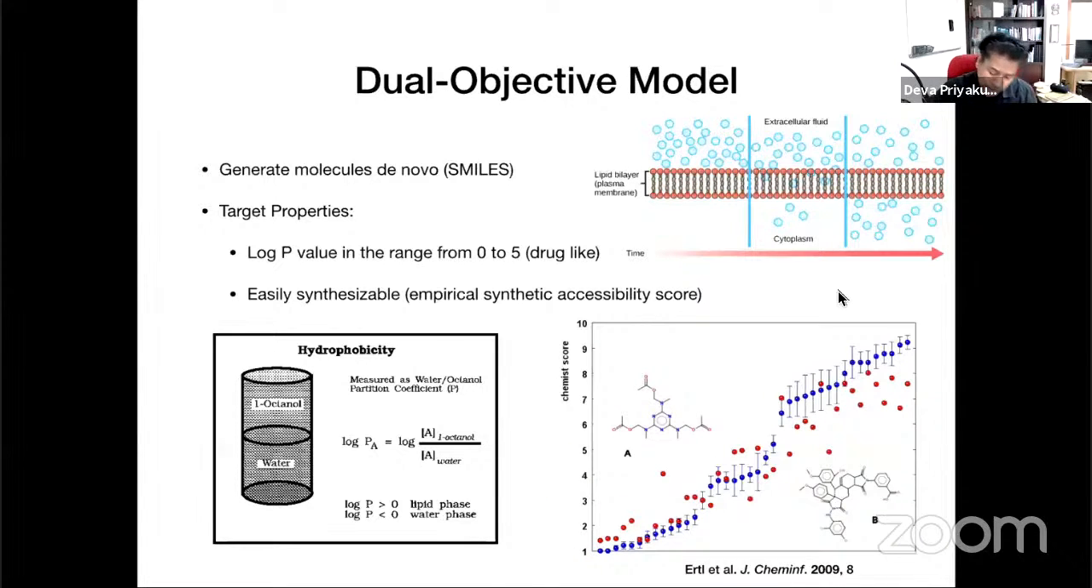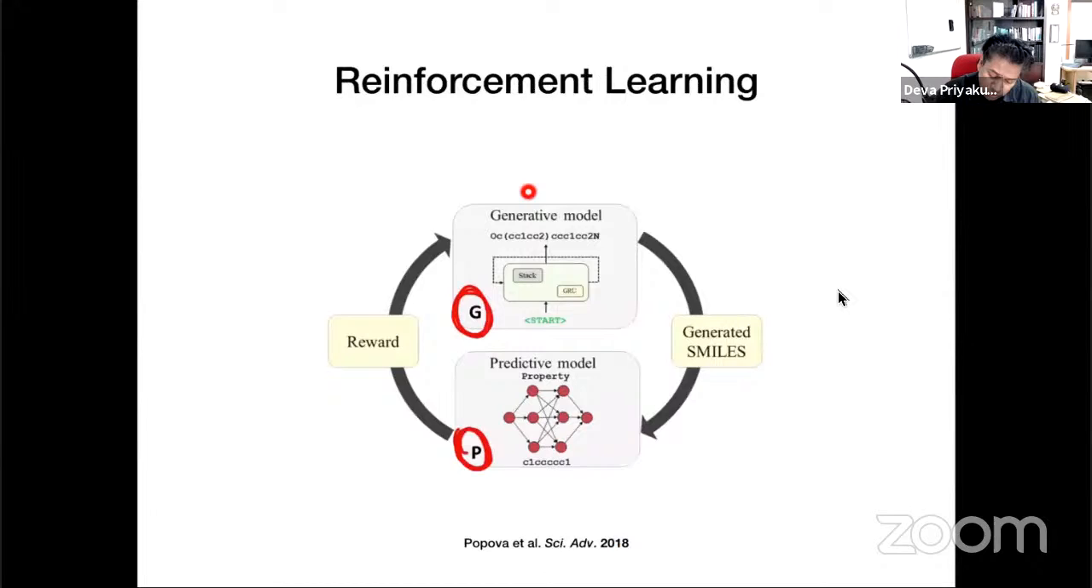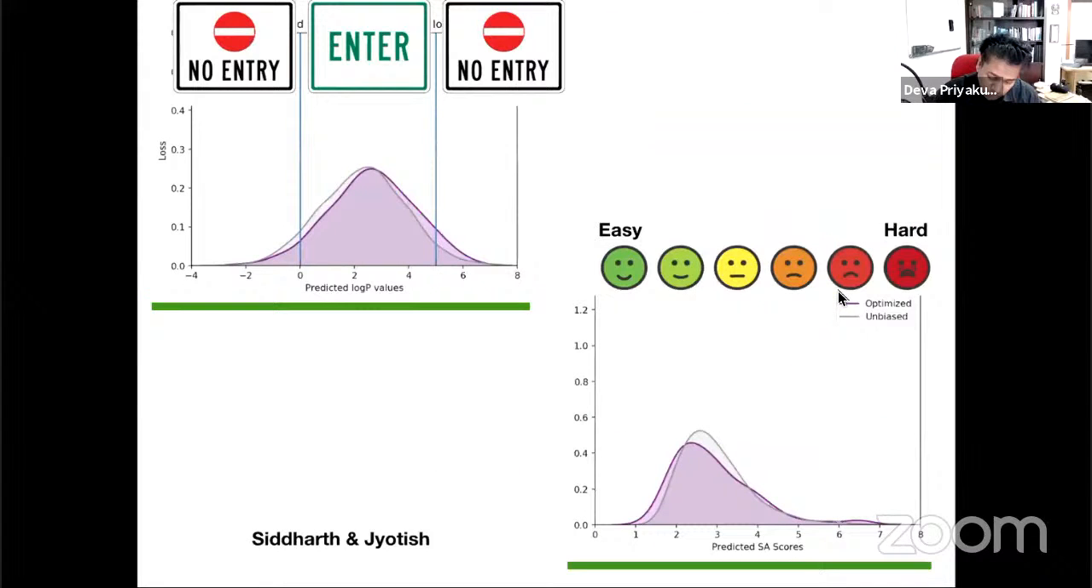So now let's apply this to these two properties. Let's just look at this plot for now. I'm saying the log P value has to be in this range for a molecule to enter a cell. If it is beyond this or below this, it cannot enter the cell, and hence those molecules are not very useful.